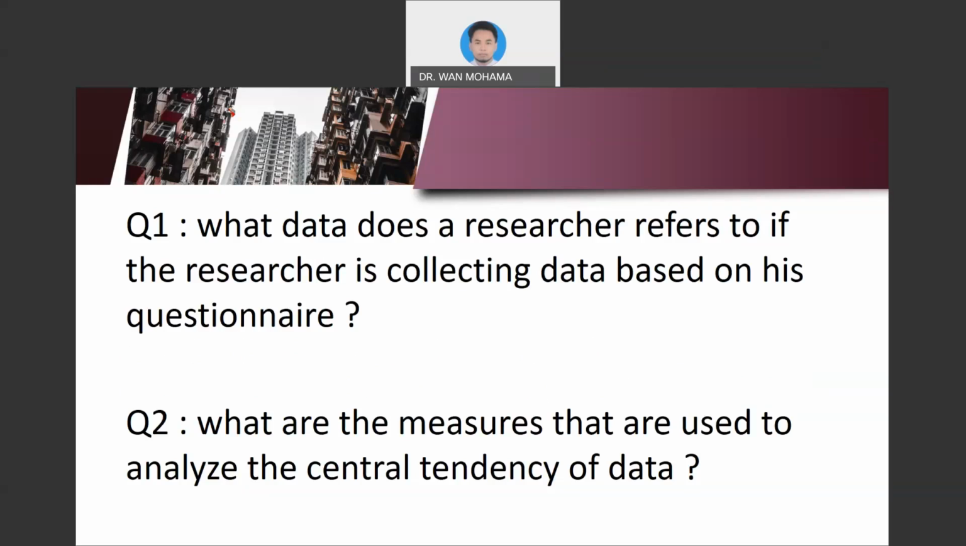And then what are the measures that are used to analyze the central tendency of data? We can analyze using the mean, median, and mode. These 3 only are available under central tendency of data. I don't know what will happen in the future, but for now, we only have these 3 things: mean, median, and mode.